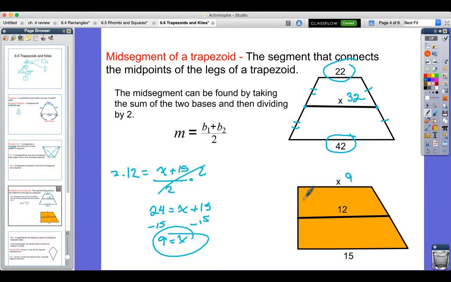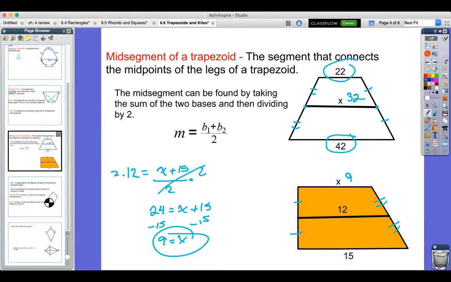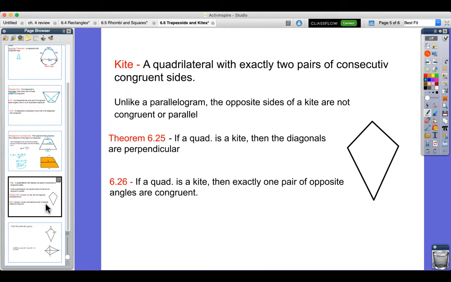Now these are equal to each other. That's equal to that, and that's equal to that. But the difference between, this is the length of 15, the length of 12, the length of x. All right, so that's all trapezoids.